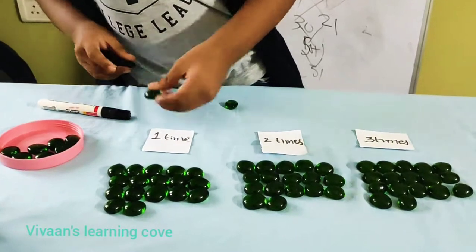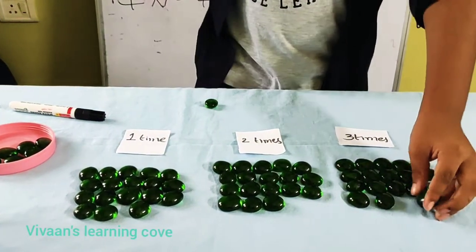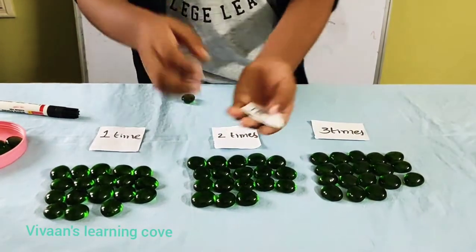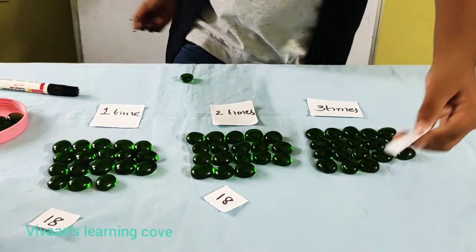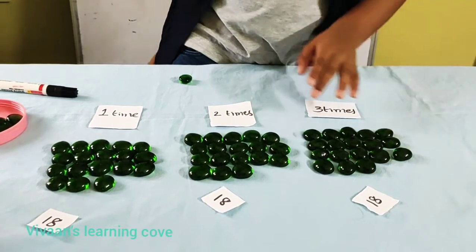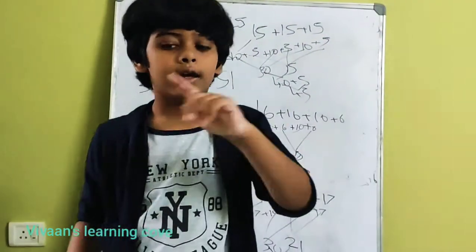Let's start 18. We need to add 1 to each group. See, 1, 1. And I'm going to use these cards to represent that there are 18 in group 1, 18 in group 2, 18 in group 3. So there are 3 18s. Means 3 times 18.